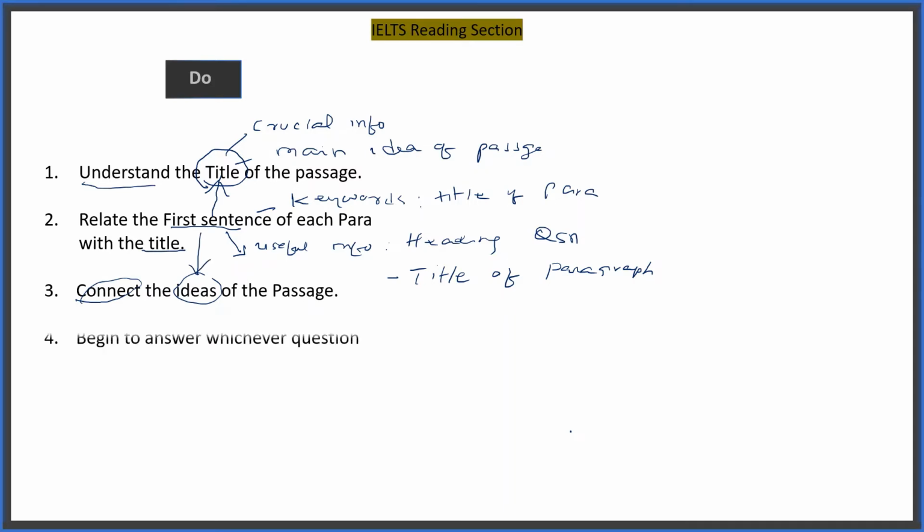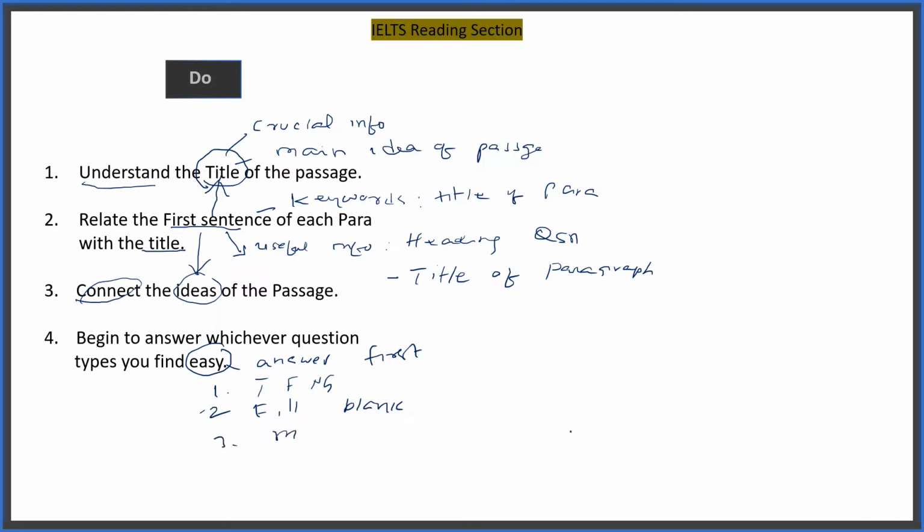Moreover, when answering the questions, answer those types of questions that you find easy. You have several types of questions in IELTS reading section. For example, true, false, not given questions. Fill the blanks questions, match the information questions, choose the correct heading questions, and so on. See where your strength lies. Whichever type of question you find comfortable, do that type first.